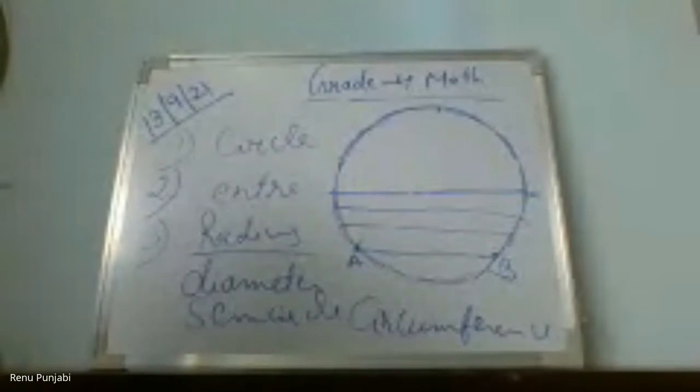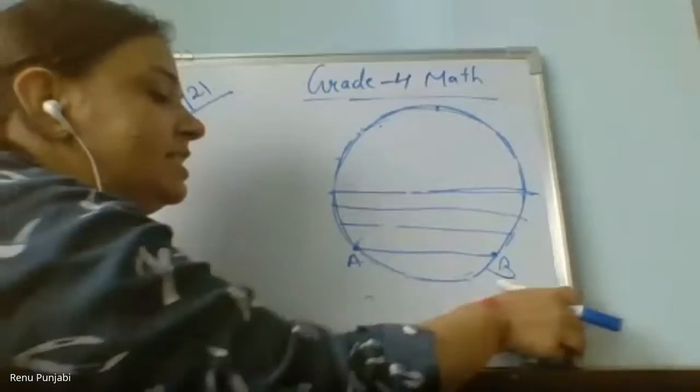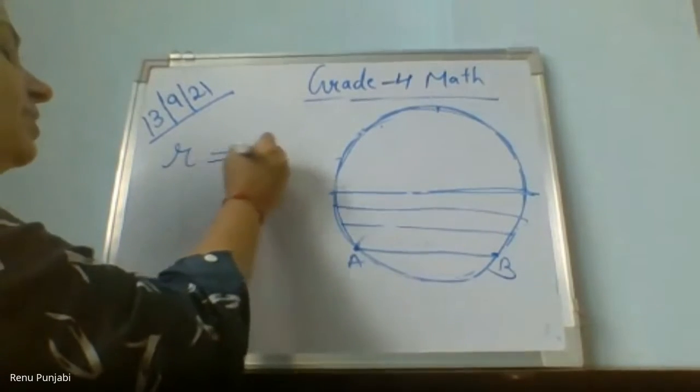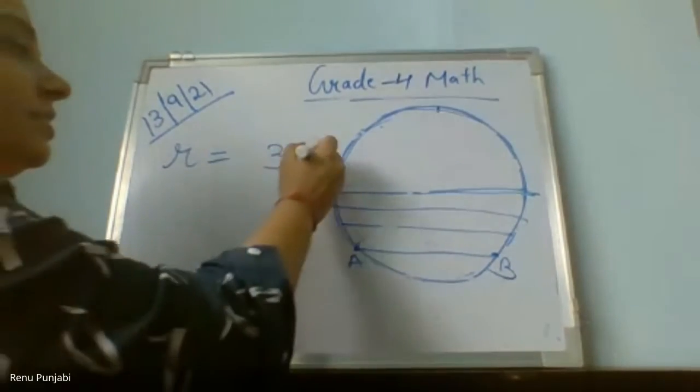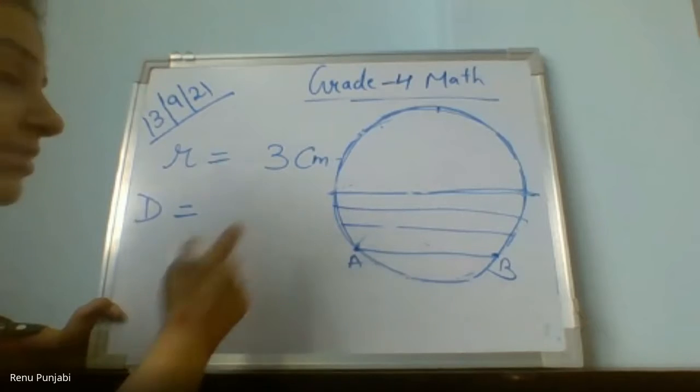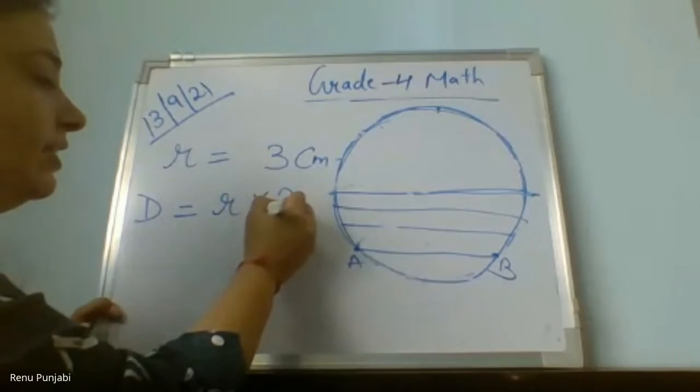So all the circle parts are clear to you? Now, as I explained, the diameter is double the radius. Suppose the radius is 3 centimeter, what will be the diameter? 6 centimeter. So what formula will come here? Radius multiply by 2.